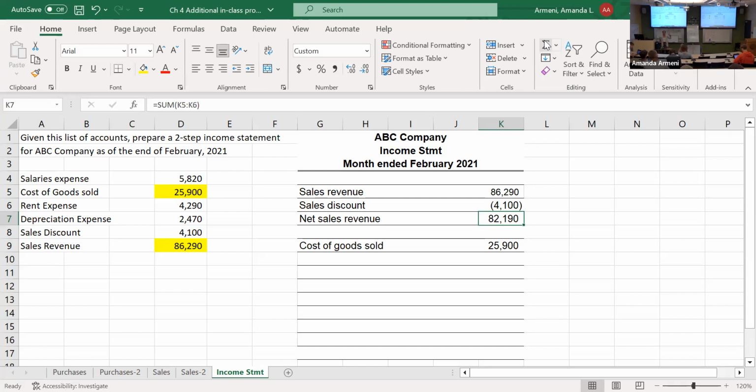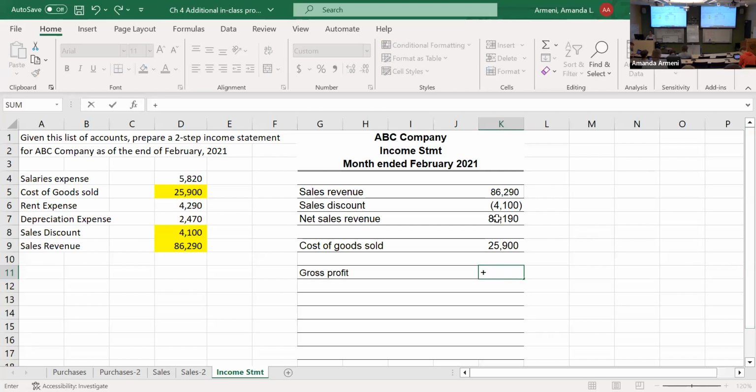So now we have cost of goods sold, but before we list any other expenses, let me highlight sales discount because we already used that. What do I have to calculate before I then show my other expenses? Justin, gross profit. And how do I calculate gross profit? Absolutely. So I'm just going to take 82,190 minus 25,900. Your sale amount minus your cost of goods sold. 56,290.